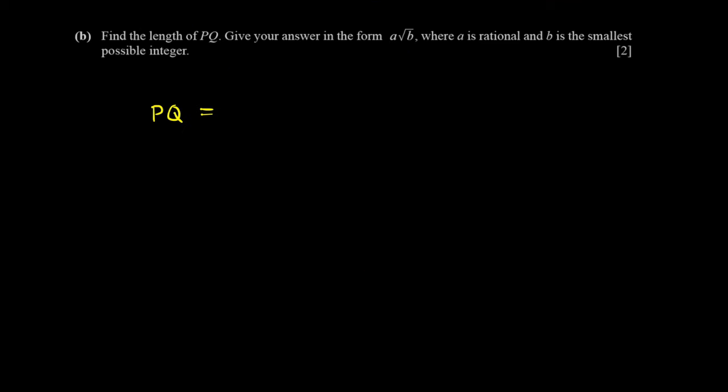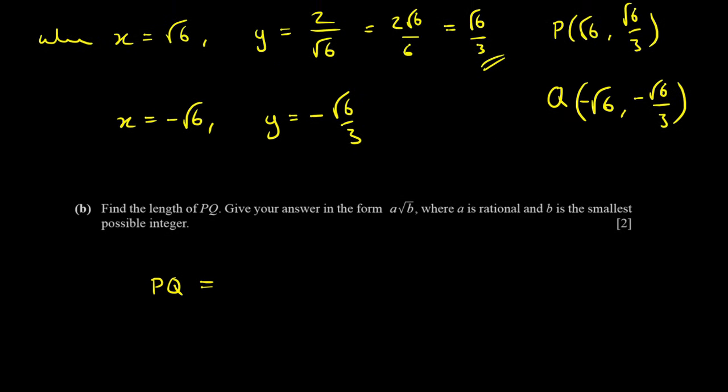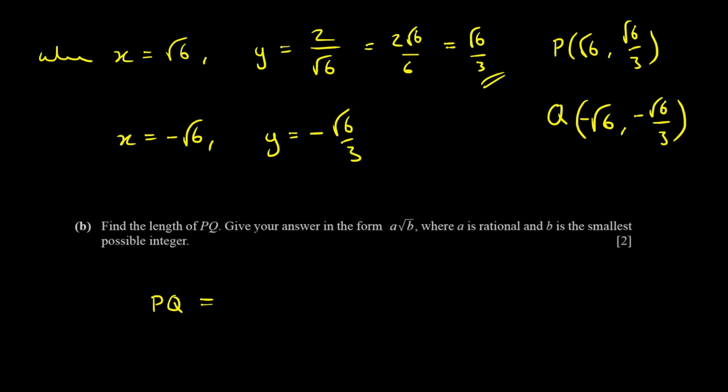Okay, then part B, we want to find the length of PQ. And to do that, we just need to know the formula, don't we? The length of a line is given by the square root of x2 minus x1 squared plus y2 minus y1 squared. So here, what are we going to get?